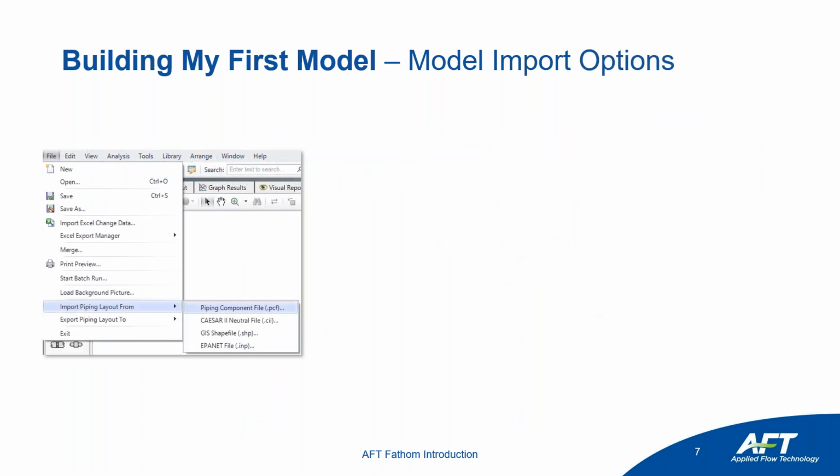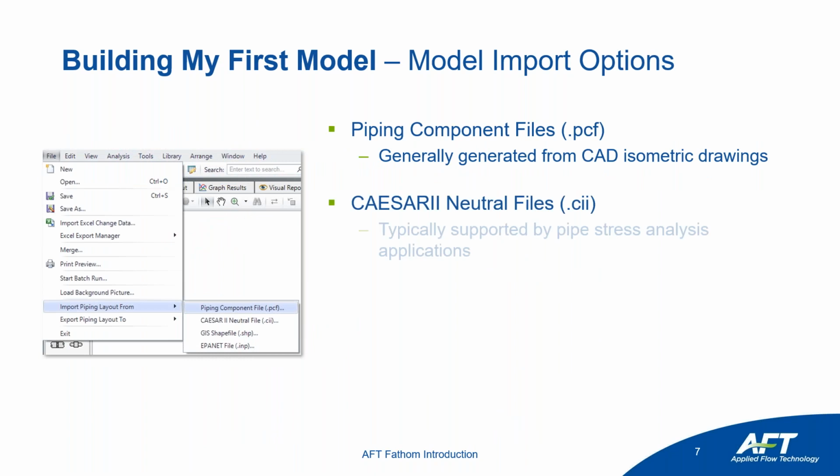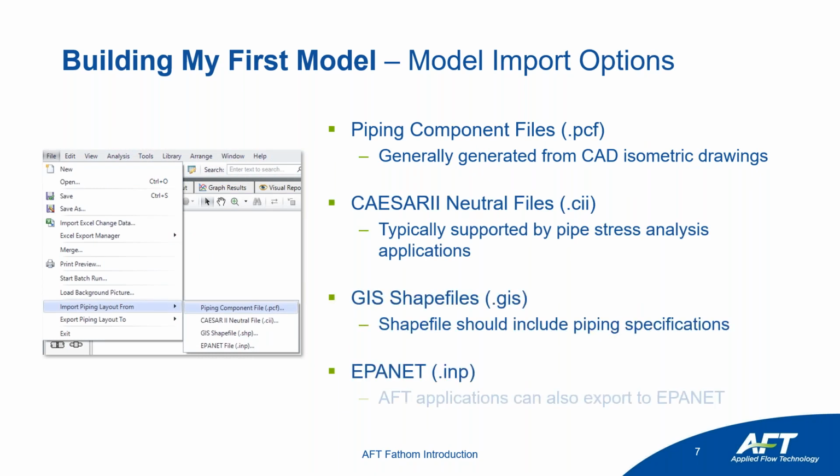In terms of the different options, you can import from PCF files, usually from CAD, Caesar2 neutral files, more common in stress analysis, GIS shape files, EPA-NET, and all of those are accessed from the file menu. So file, then import piping layout from, where you can select your file, you'll see a preview, and again, ideally will reduce some of the effort to import your system and begin your hydraulic study.